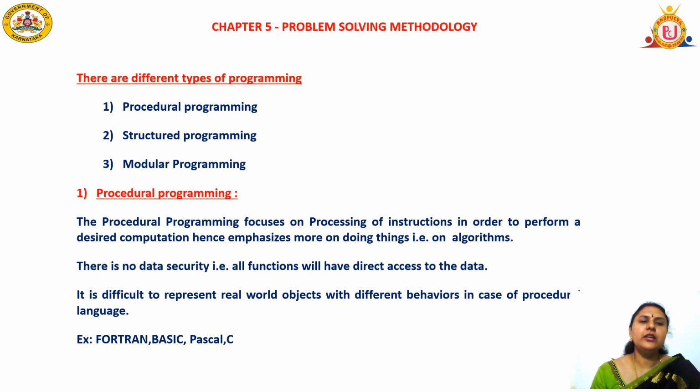There are three different types of programming. The first one is procedural programming, the second one is structured programming, and the third one is modular programming. The first one is procedural programming. As the name itself says, it is a process of instructions in order to perform a desired computation. Mainly it emphasizes on doing things, that is algorithms. There is no data security and it is very difficult to represent real world objects. Examples are Fortran, BASIC and C language.